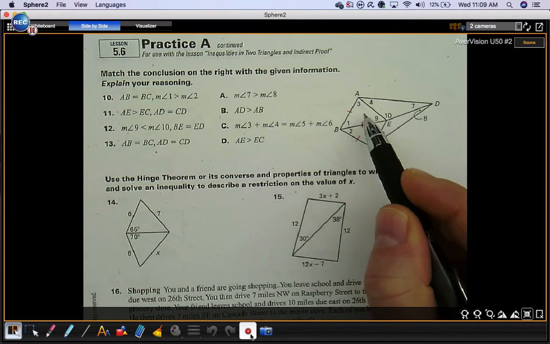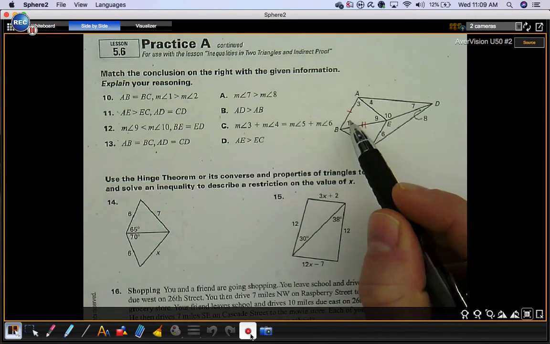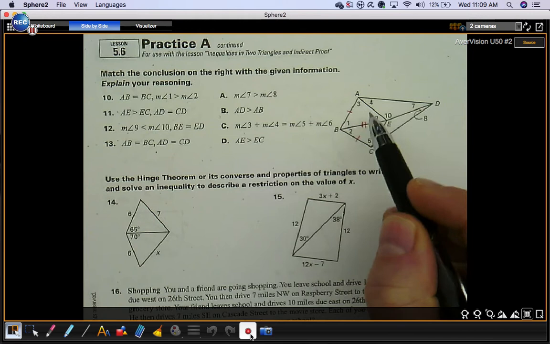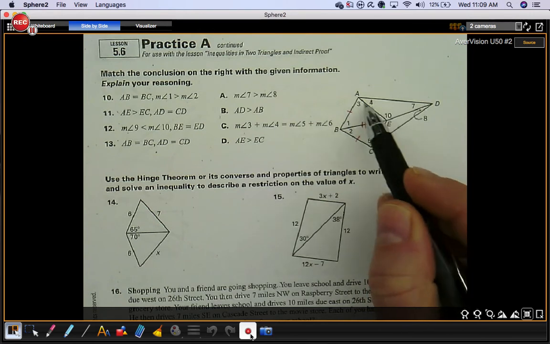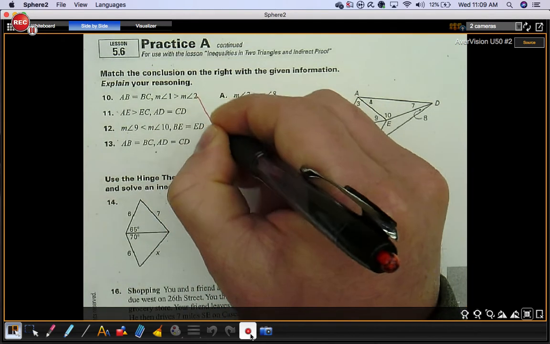Well, we're focusing on just this triangle and this triangle since we have two pairs of congruent sides. We can use our hinge theorem. If this angle is bigger than this angle, then we know that this side, segment AE, is bigger than this side, segment EC. So this guy goes there.